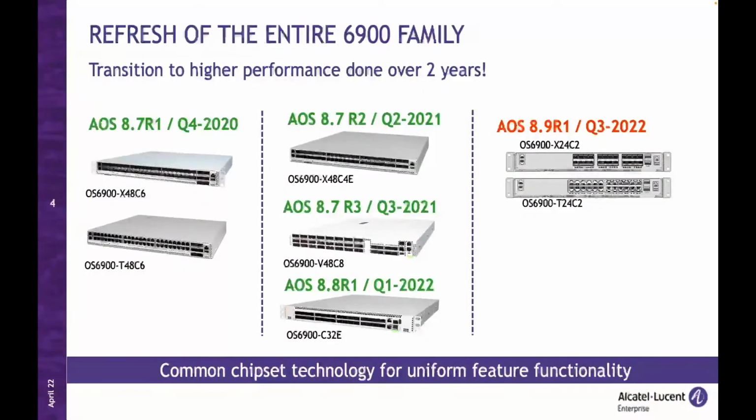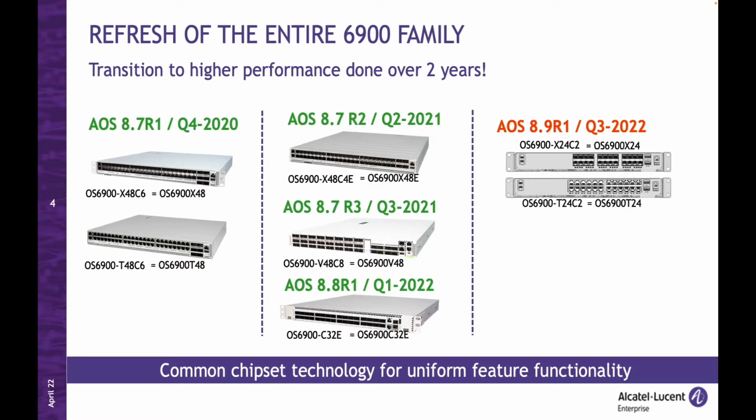The refresh of the entire 6900 family has been done over 2 years. We started with release 8.7R1, introducing the X48C6 and T48C6 that replaced the X40 and T40. Then we introduced the X48E, which is a specific model supporting MACsec encryption on all ports, and later in 2021, we launched the V72 replacement with the V48. At the beginning of January this year, we introduced the T32E, which is the replacement of the T32. And as I said already, in October, we will issue the last members of the refreshed family, the X24 and T24, to replace the old X20 and T20.